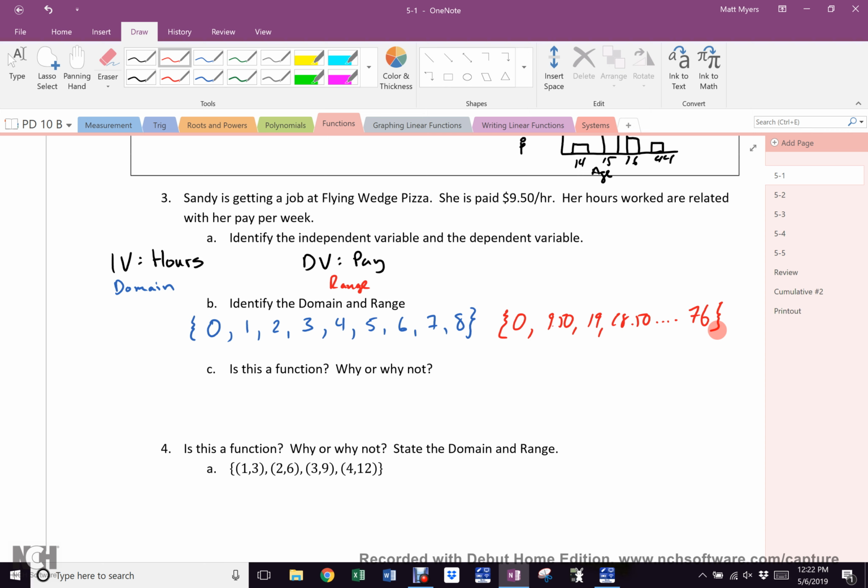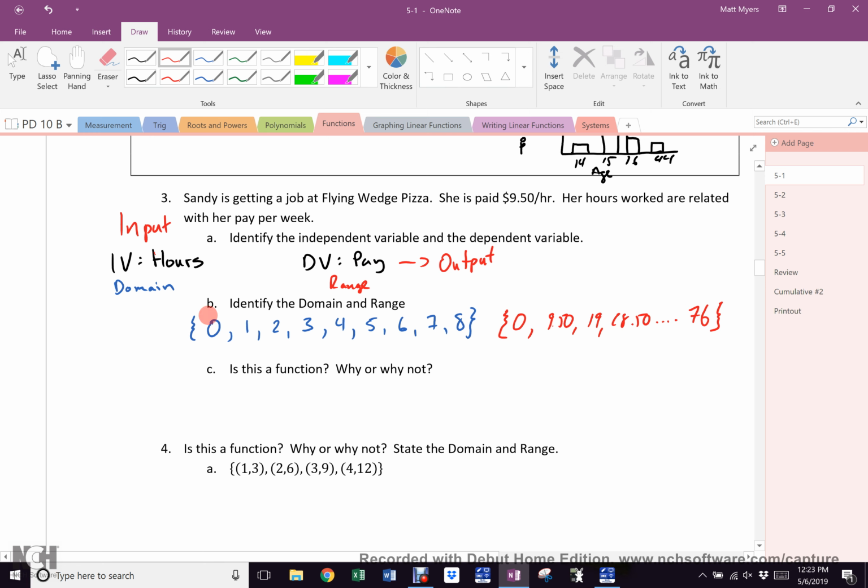Everybody cool? All right. Now, which of these do you think is the input? The independent variable or the dependent variable? Which of those would I consider to be the input? The hours, because that's what she puts into her job, yes? So if this is my input, this is my output, yes?